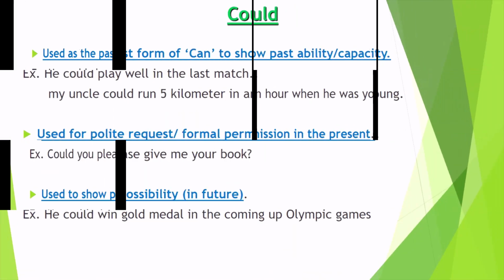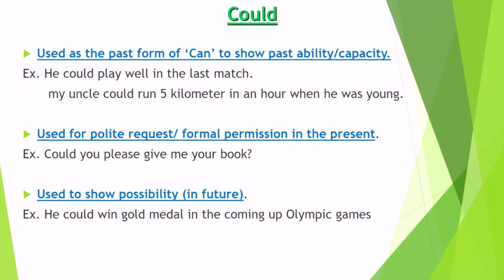If I talk about could, it becomes the past form of can. Wherever can is used in the past, we use could, like he could play well in the last match. So this shows his ability as well as capacity. My uncle could run 5 kilometers in an hour when he was young. This shows his capacity, but it is past capacity.